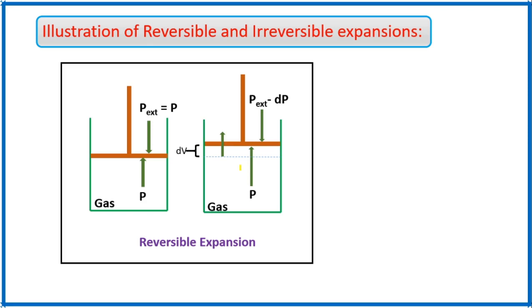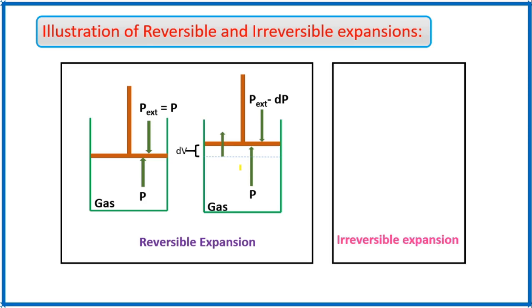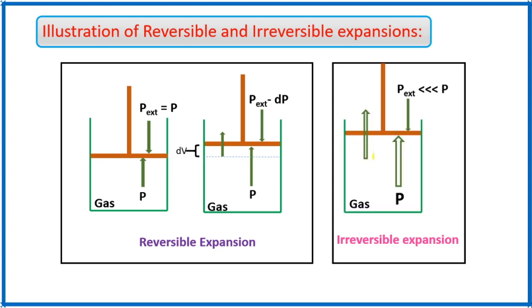These types of small changes take place at every stage, and this process will be repeated an infinite number of times in reversible expansion. If we go for irreversible expansion, the expansion occurs suddenly: the volume of the gas increases more, not in very small quantities, but in a single stretch. See here, the volume is increasing more. When will this happen? When the external pressure is much lesser than the pressure present inside the cylinder, then sudden expansion will take place, and this can be taken as an example of irreversible expansion.